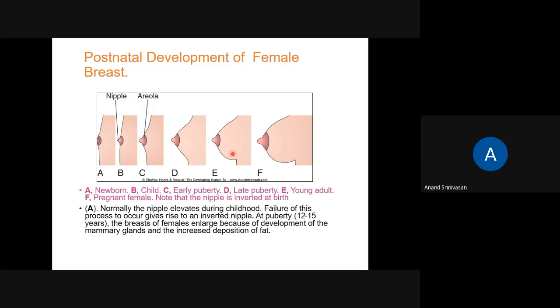Sometimes mothers come with a complaint that the girl child has not attained menarche, that is, the periods. This is called primary amenorrhea. Primary means first, amenorrhea means no menstrual periods. In those cases, you need to look for what is the cause.